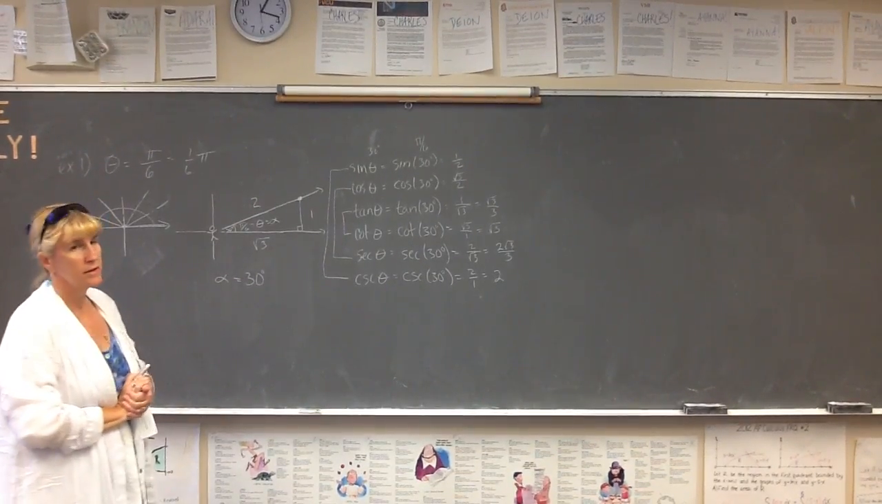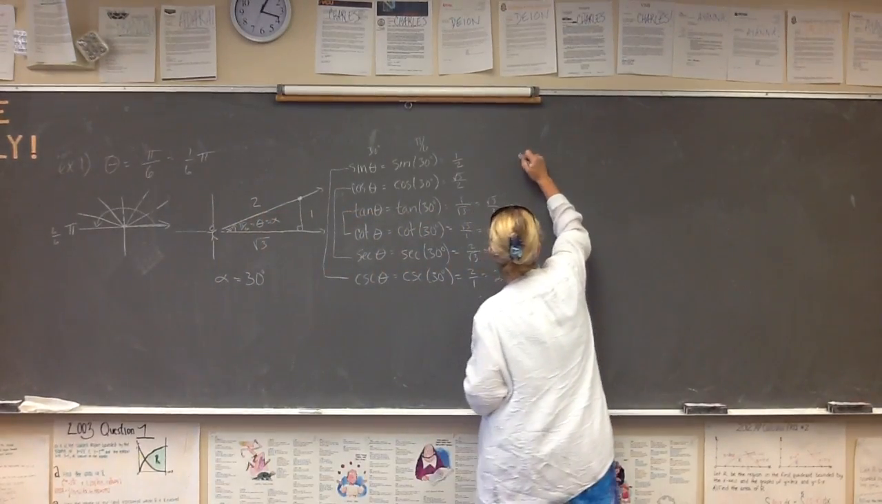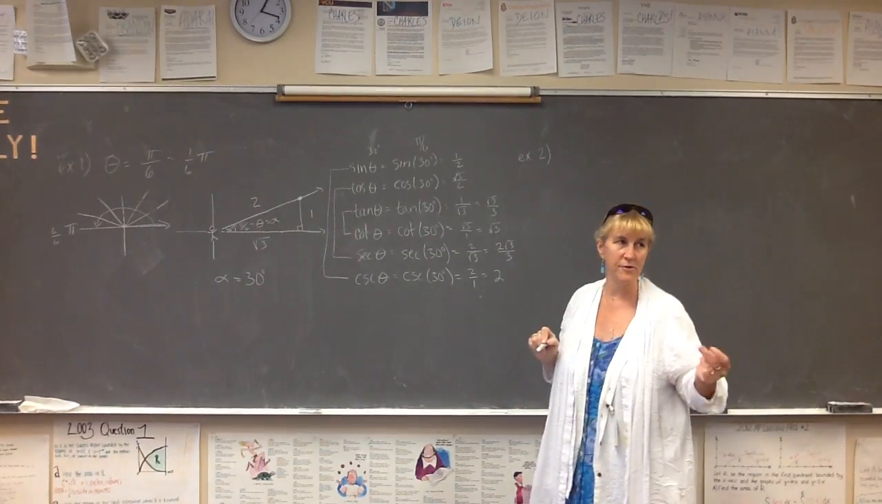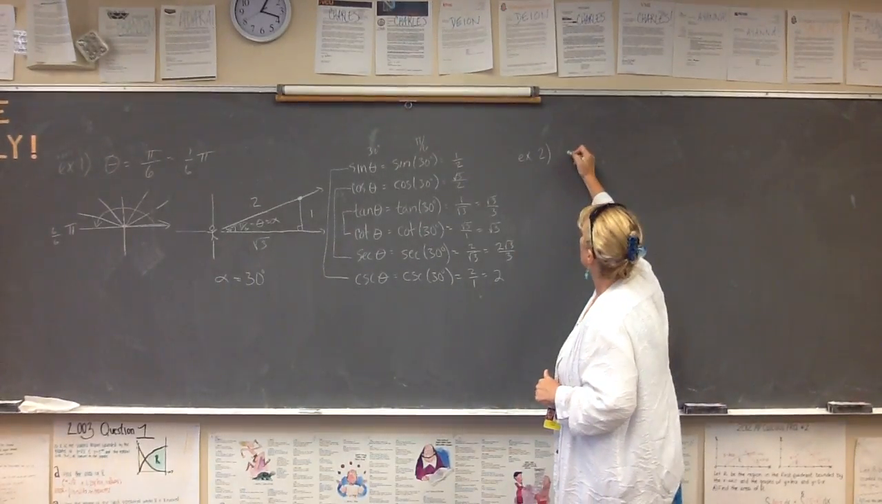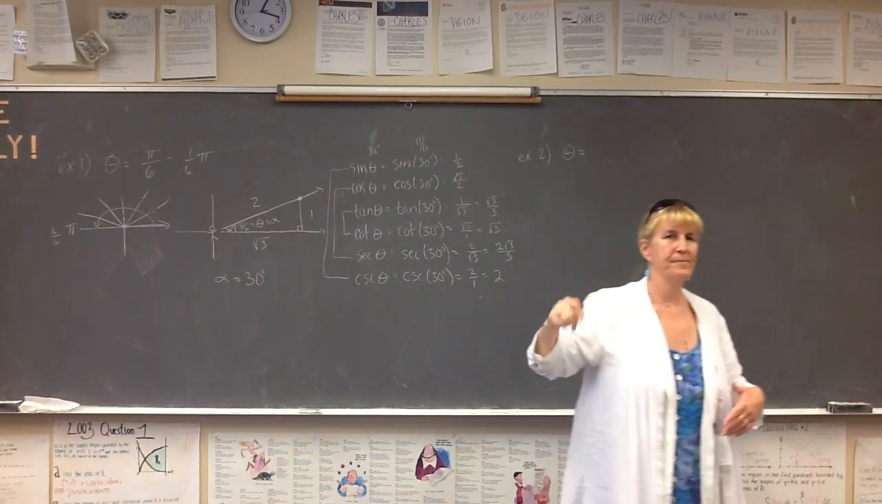All right, I'm going to get tougher with you. You ready? I am with you. All right, so here's example 2, and I might even erase and do a little bit more. I'm going to go a little faster too, and pick up the pace. So my theta in this case is going to be 3 pi over 4.